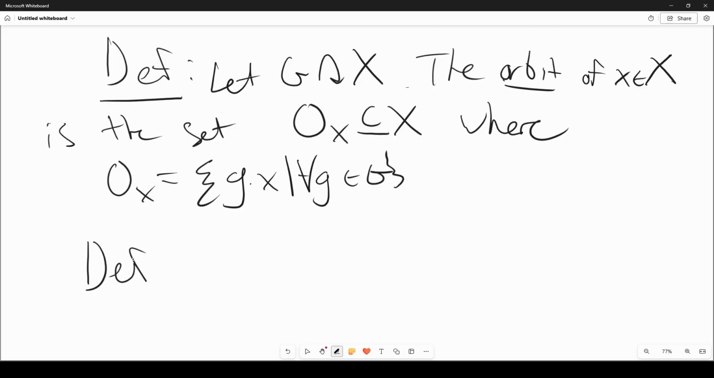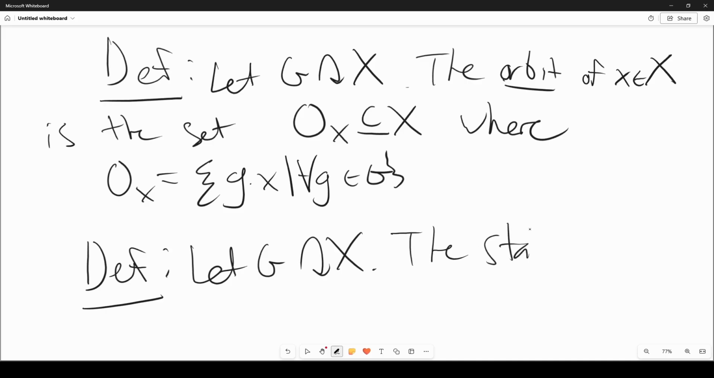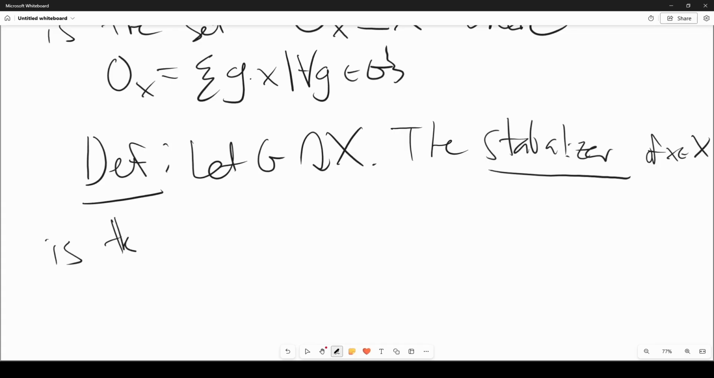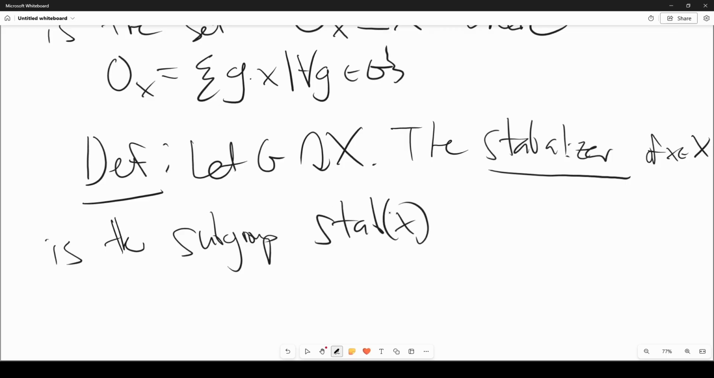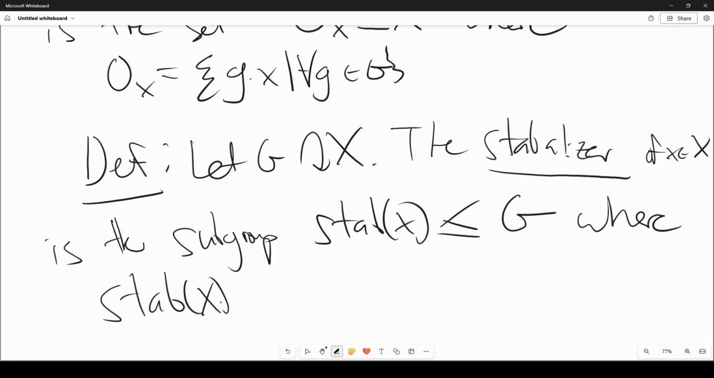Now let's define the stabilizer. Once again, let the group G act on set X. The stabilizer of an element X in X is the subgroup, usually denoted stab X, which is a subgroup in G, where stab X equals those G such that we get G dot X equals X.